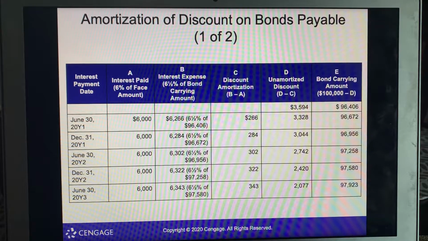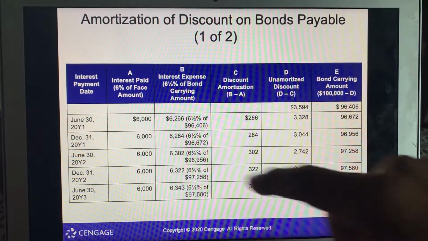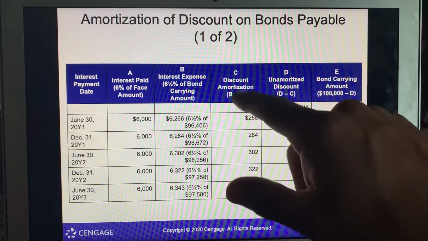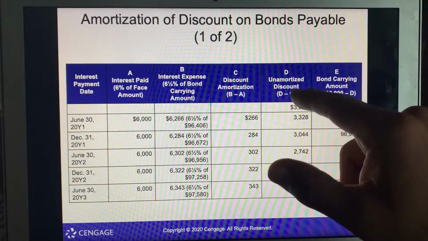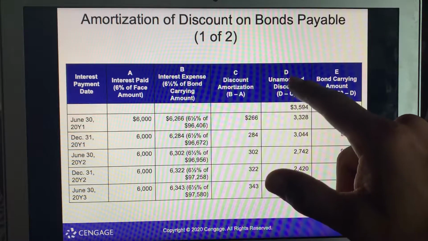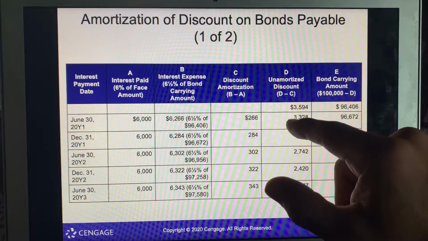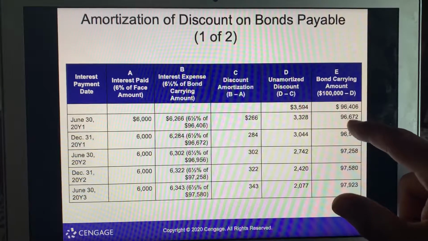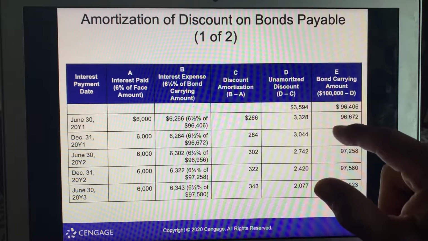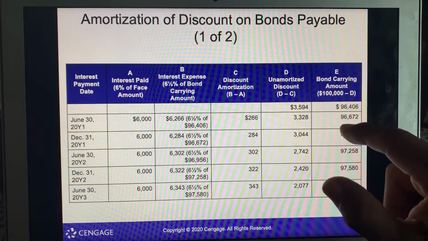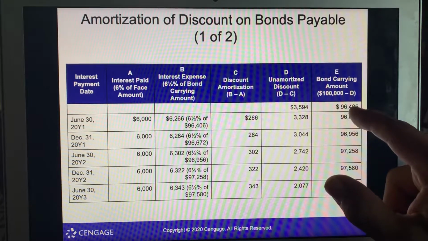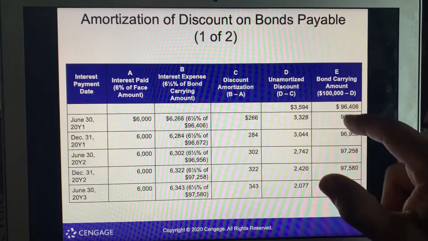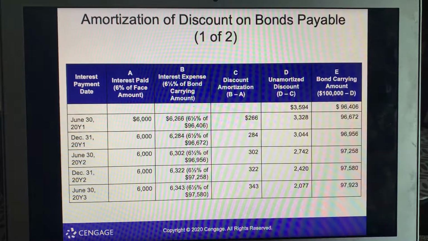Again, interest is 6,000. Amortization, B minus A, 266. Those are the values. Amortization of discount, D minus C. So this minus C will give us this value, right? Well, hang on. Whenever we deduct 96, where was that? Right here. This 100,000 minus D. So minus there, minus there, minus there, minus there, and so on and so forth.